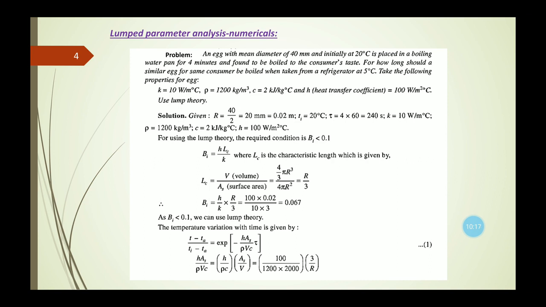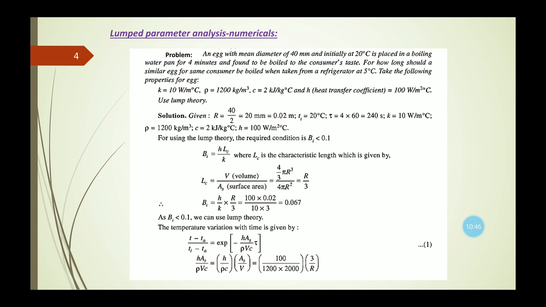So let us try to solve one more numerical. We will discuss this one. An egg with mean diameter of 40 millimeter and initially at 20 degrees centigrade is placed in a boiling water pan for 4 minutes and found to be boiled to the consumer's taste. For how long should a similar egg for the same consumer be boiled when taken from a refrigerator at 5 degrees centigrade? Take the following properties for egg.